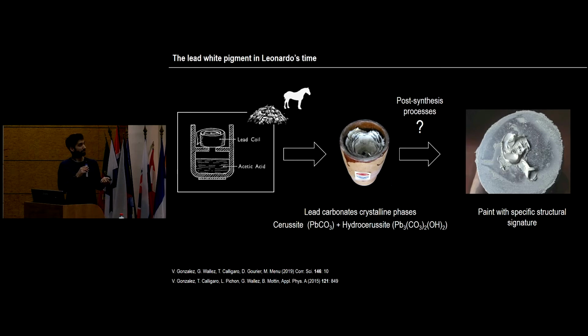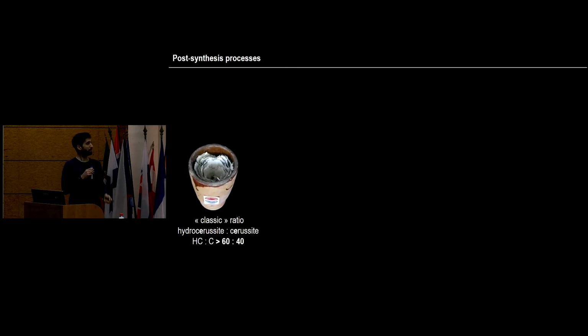And what we think is that those post-synthesis processes actually have an effect on the structural nature of the paint. So this paint, which was post-processed, has a specific structural signature. Our research convinced us that when you obtain a raw lead white pigment, it is most of the time in what I would call the classic ratio of hydrocerussite-cerussite greater than 60:40. So usually a pigment which was obtained through the classic way of synthesis is richer in hydrocerussite.